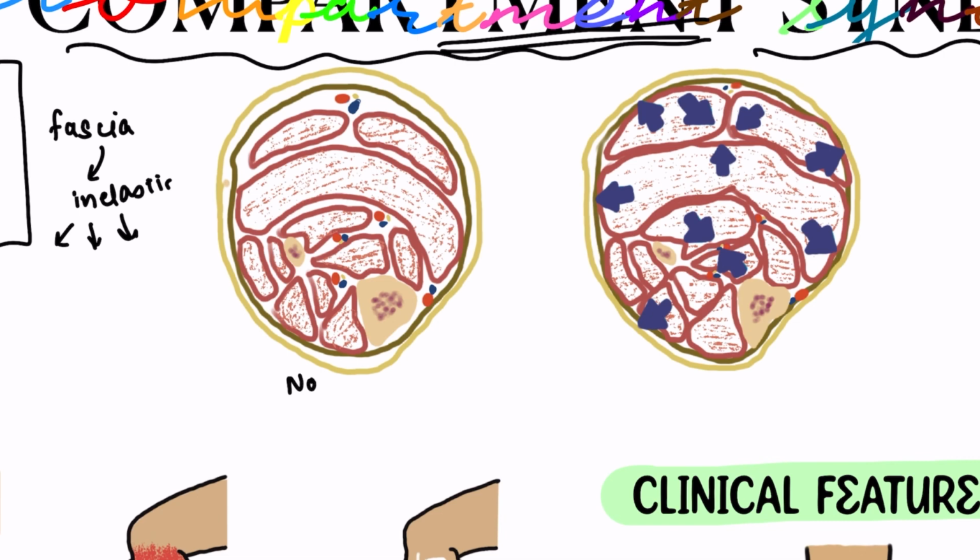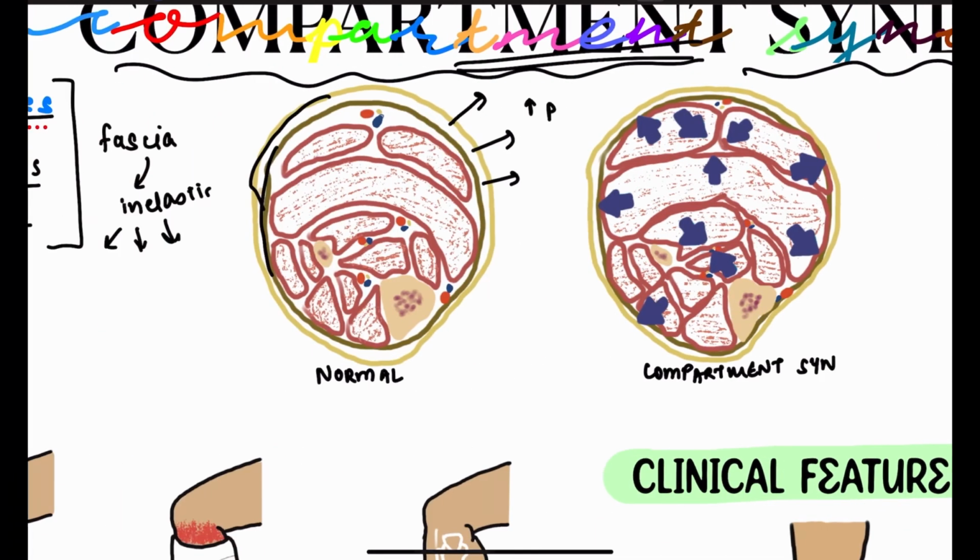Over here, this is the normal picture for the compartment and this is the compartment syndrome. As I said, there will be an increase in the pressure due to any reason. The reasons for compartment syndrome we are going to see later in the video. Any of those reasons can increase the pressure, due to which there will be compromised blood flow, and that will lead to tissue damage, which will be due to hypoxia and ischemia.